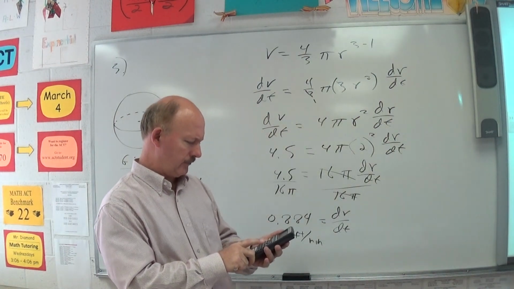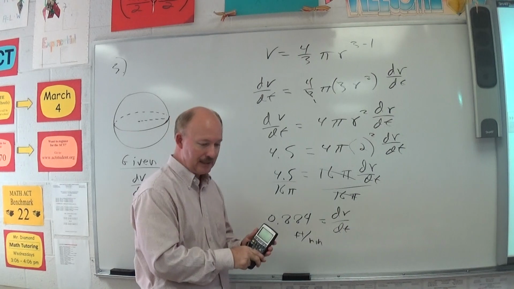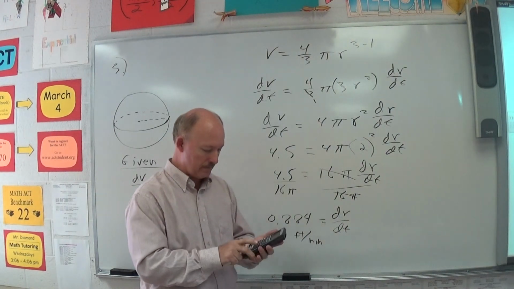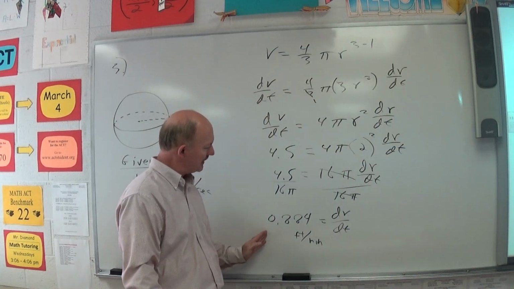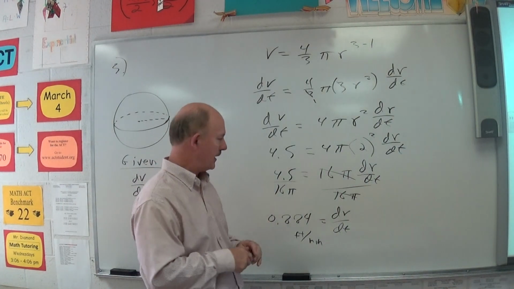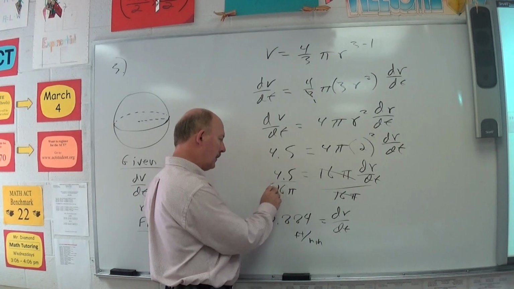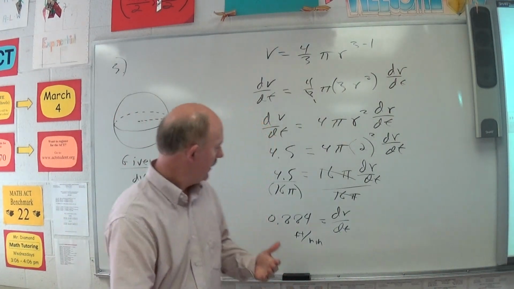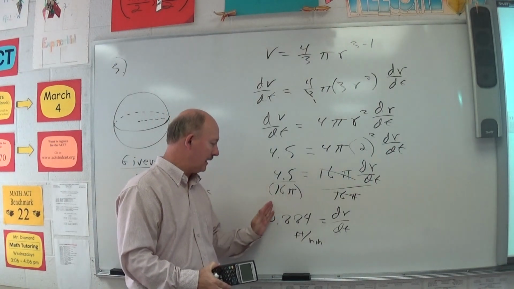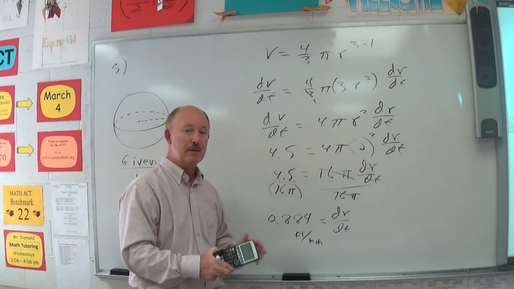Which gives us, well, let's see, my students tend to get a 0.884, but you've got to be careful with this. Because this is the answer that my students typically would get when they divide with their graphing calculator. We're going to put the 16 pi in parentheses. So you're dividing 4.5 by the quantity 16 pi. Let's see if we get 0.884 again.